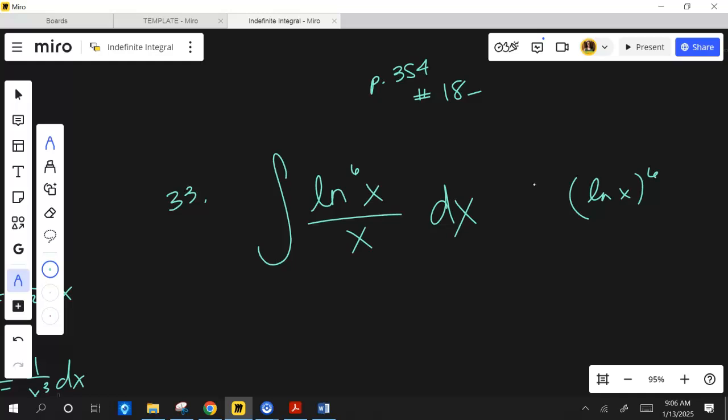Okay, so 18 through 24 give you the u to use. You don't have to find the u yourself. They tell you what u to use. It's not till you get to 26 that you have to find your own u.